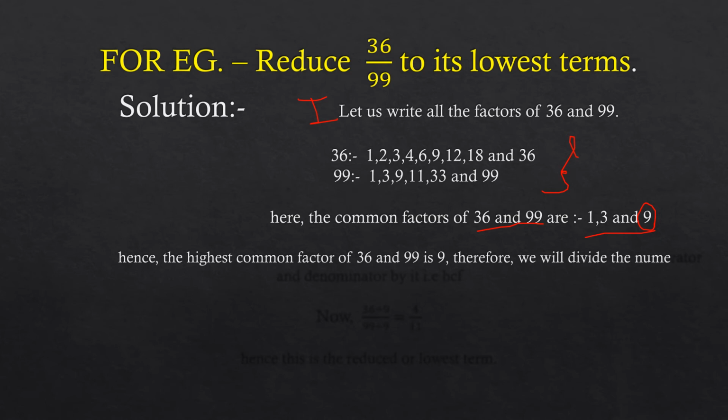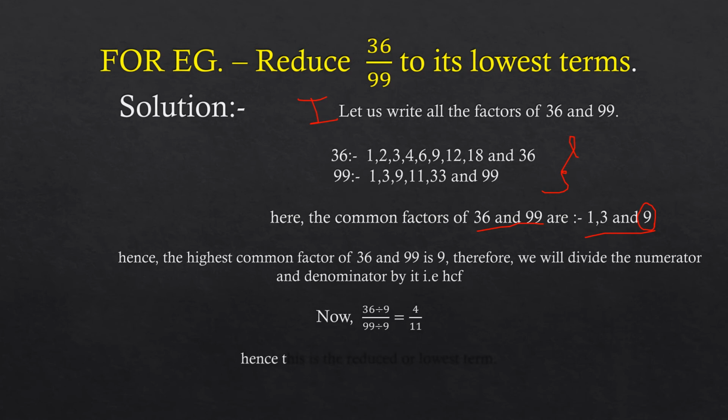We are doing the same here again. We will simply divide the numerator and denominator by the HCF we have taken out, and the HCF here is 9. HCF is the highest common factor. Now, 36 divided by 9 upon 99 divided by 9 gives 4 upon 11. Hence, this is the reduced or lowest term of the fraction 36 by 99. 36 by 99 is now equal to 4 upon 11.